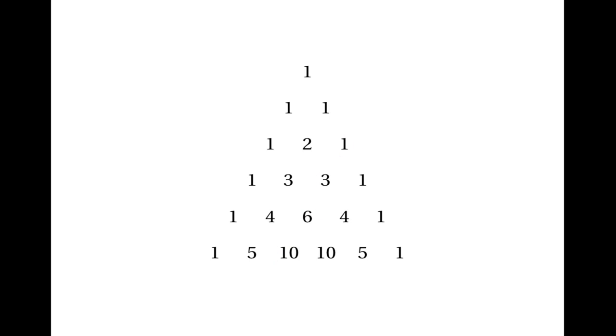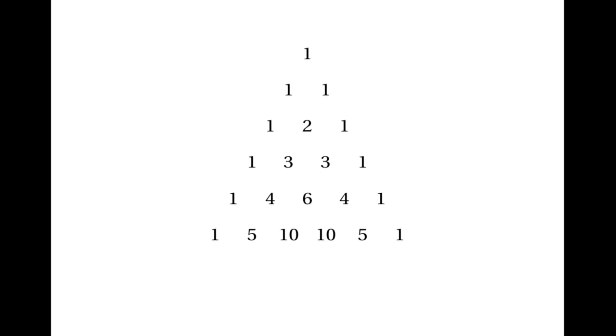But the most important pattern is that each number in the triangle is the sum of the two numbers above it. For example, 3 is 2 plus 1. 6 is 3 plus 3. And 10 is 4 plus 6. We can use this pattern to create more and more rows of the triangle. For example, you can probably work out that the next row must be 1, 6, 15, 20, 15, 6, 1.